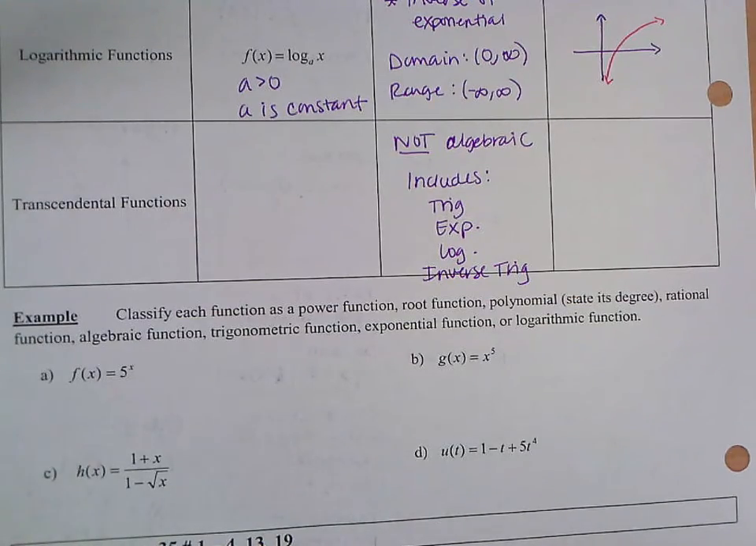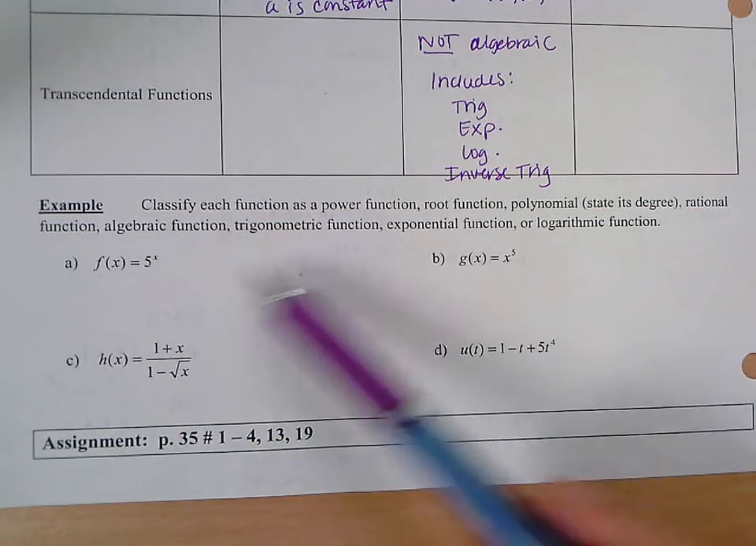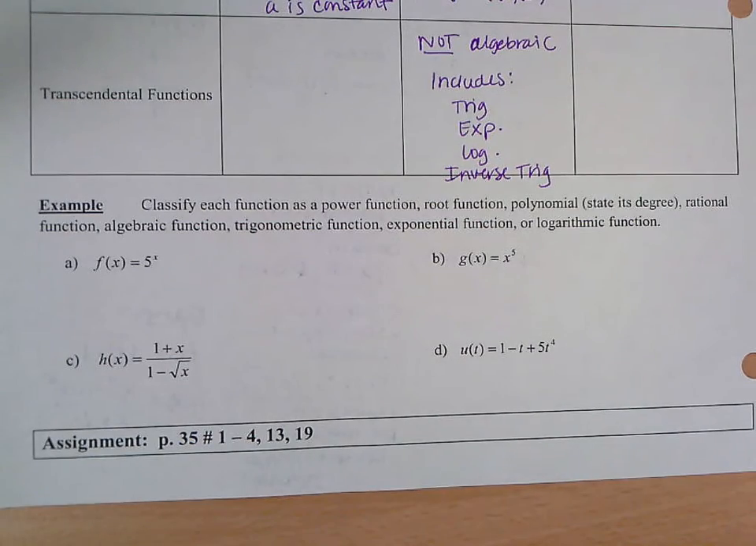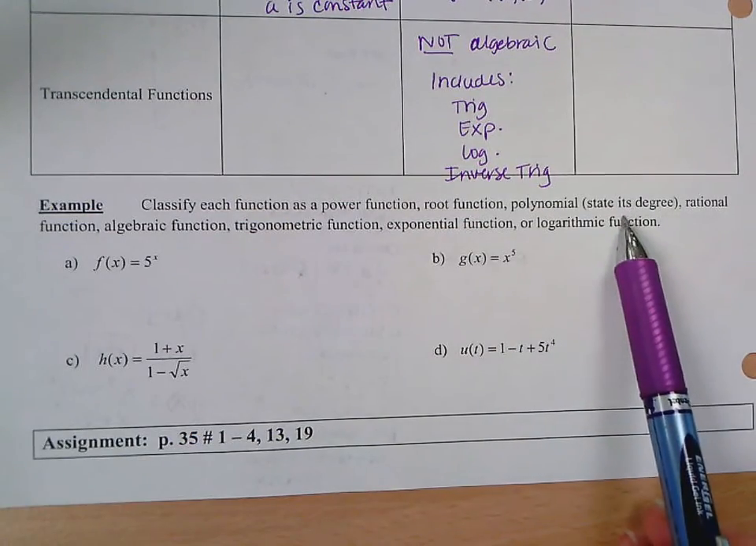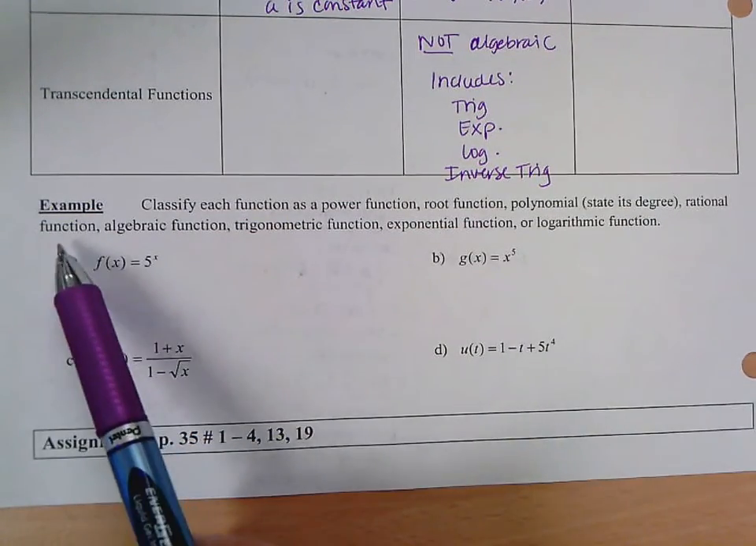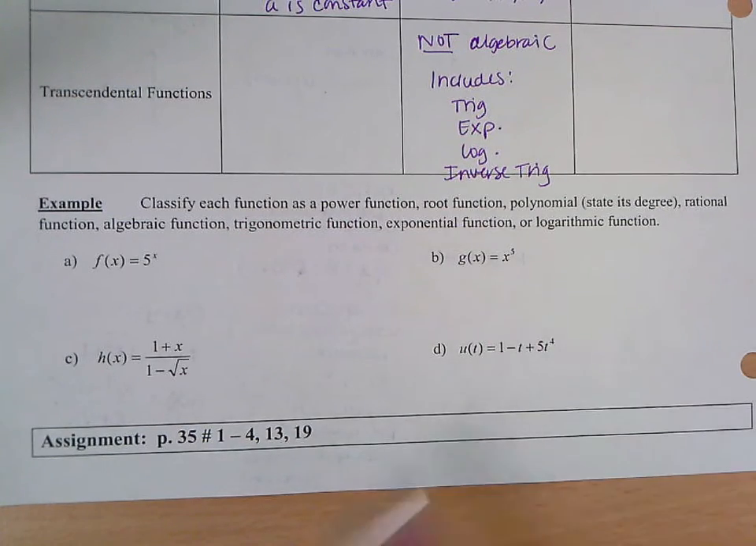So quickly here, I know that's just a lot of information, maybe not the most fun to categorize all that, a lot of review all at once. But you might see problems like this, where you're just given the formula and asked to classify each function as a power function, root function, polynomial. If it's a polynomial, state its degree. Is it rational, algebraic, trigonometric, exponential, or logarithmic?